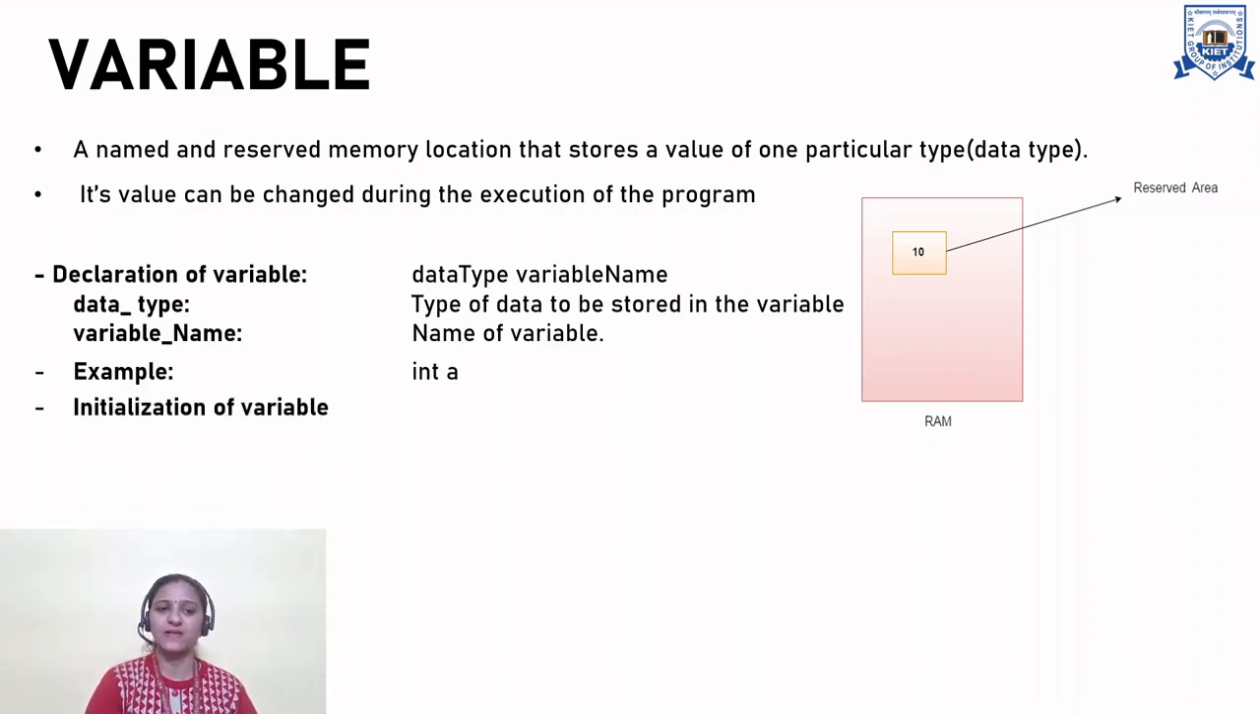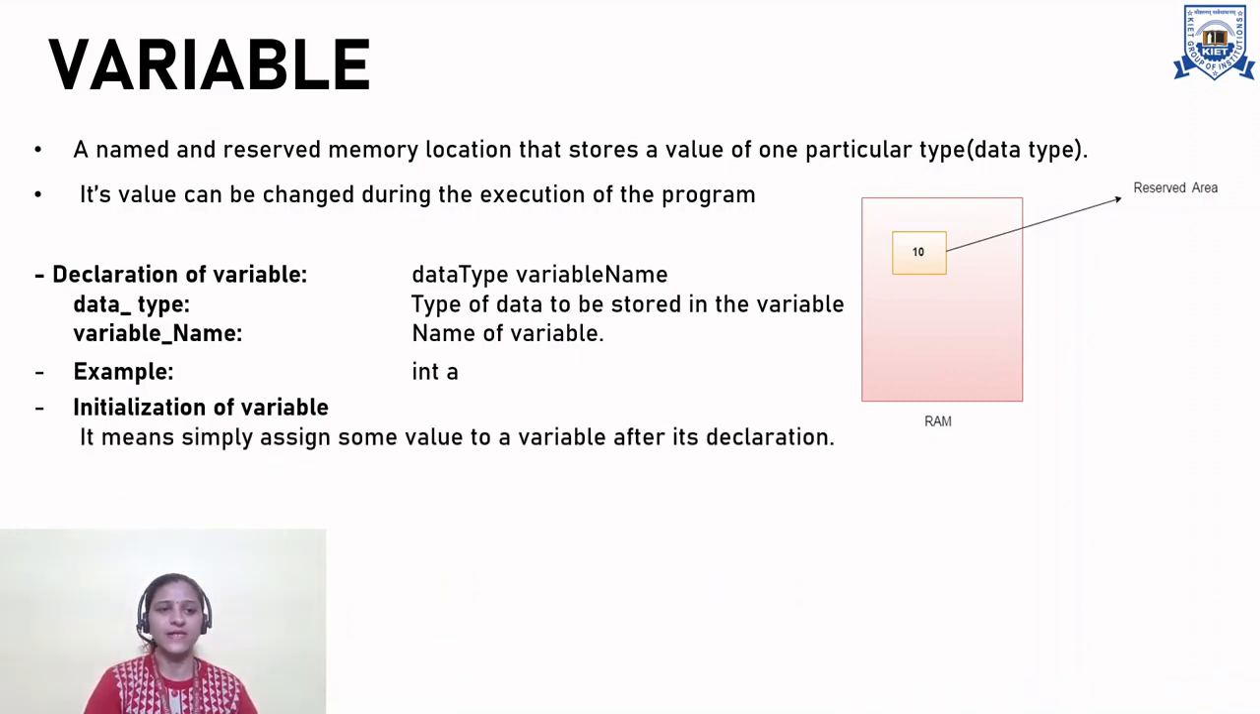Initialization of a variable, that is to provide initial value to a variable. It simply means assign some value to a variable after its declaration. For example, variable name equal to value. As we have already declared variable a as an integer type, now we can provide some initial value to this variable a. Here we have provided the value 5.